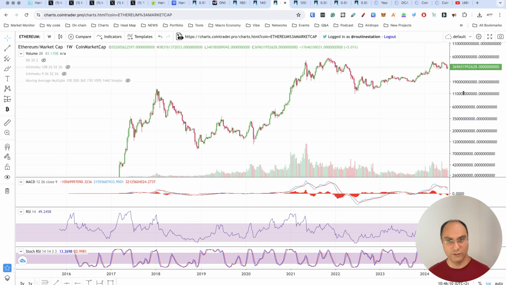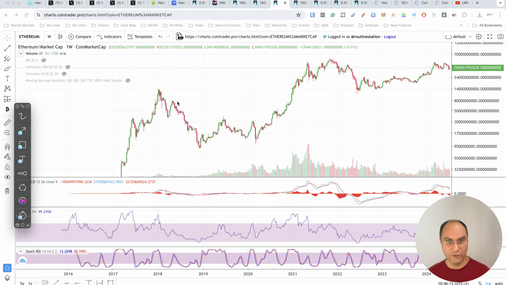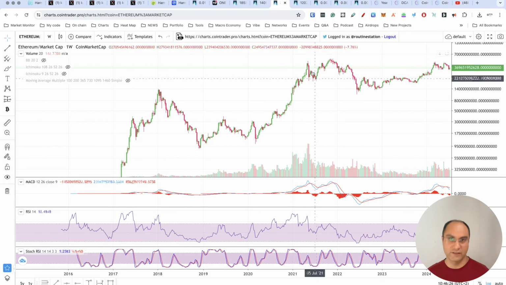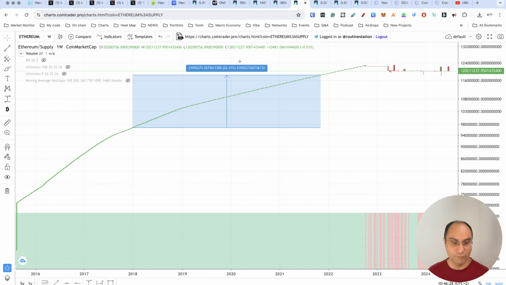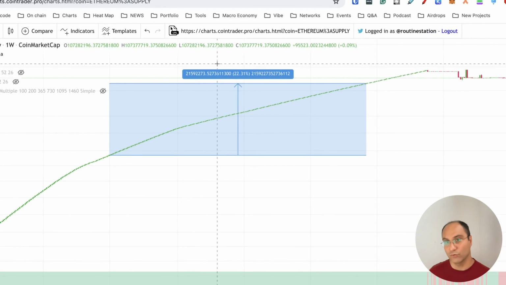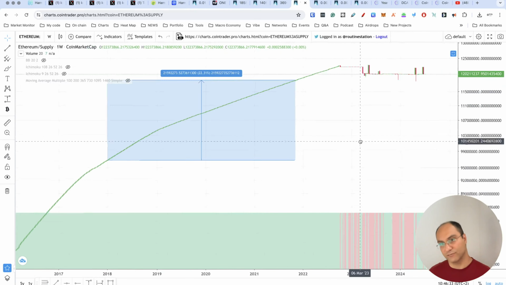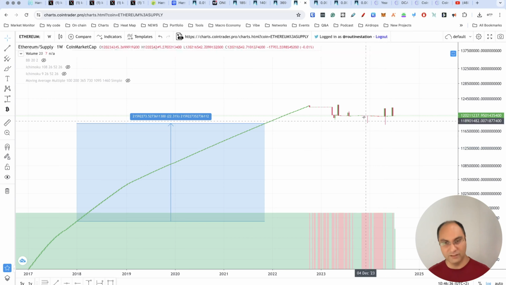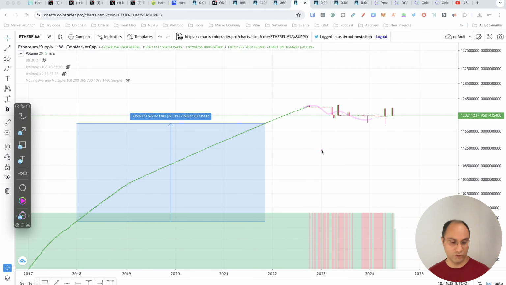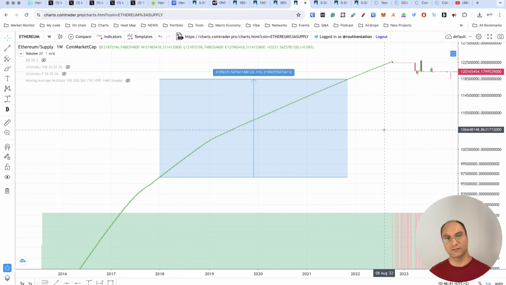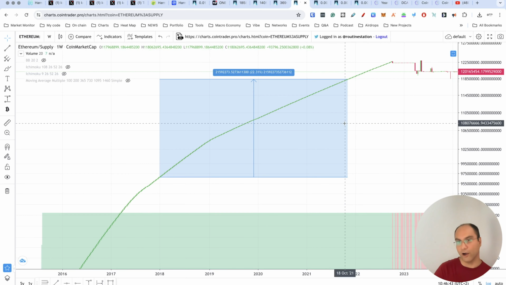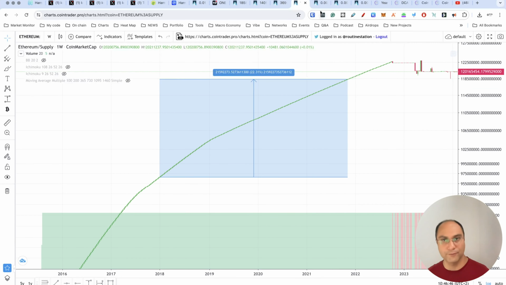This is a chart of Ethereum. In the 2018 cycle, Ethereum went down, up to the top of 2021 and the beginning of 2022. This crypto inflated by 22.31%. Of course, after that, Ethereum became deflationary. But I just want to compare one cycle behind, not the same cycle as Ethereum.